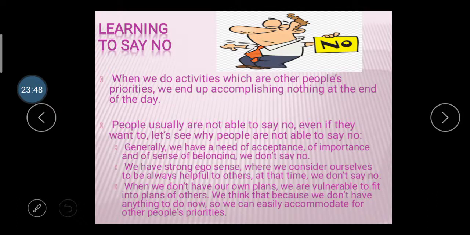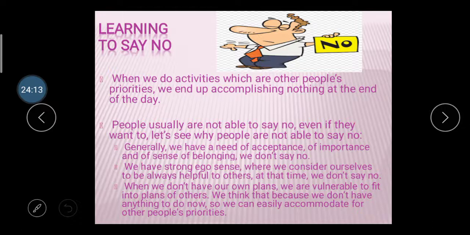Generally we have a need for acceptance, importance and a sense of belongingness, so we don't say no. Sometimes we have a perception that if I say no, it is a type of rude behavior toward your colleagues. We have a strong ego sense where we consider ourselves to be always helpful to others. At that time we cannot say no.